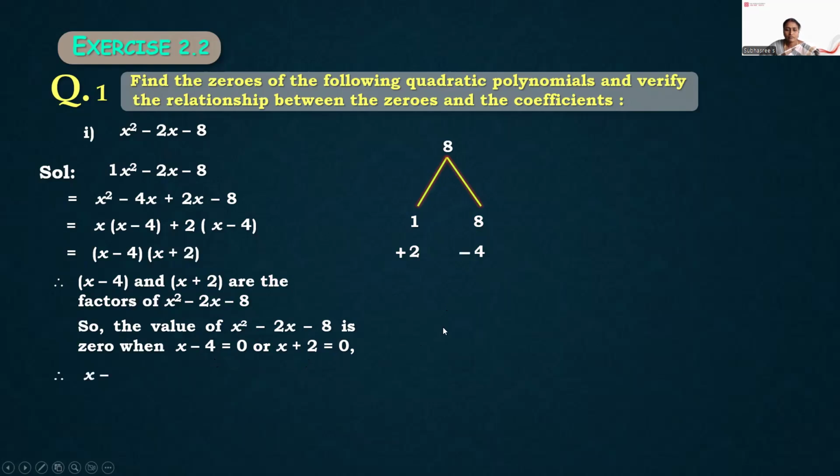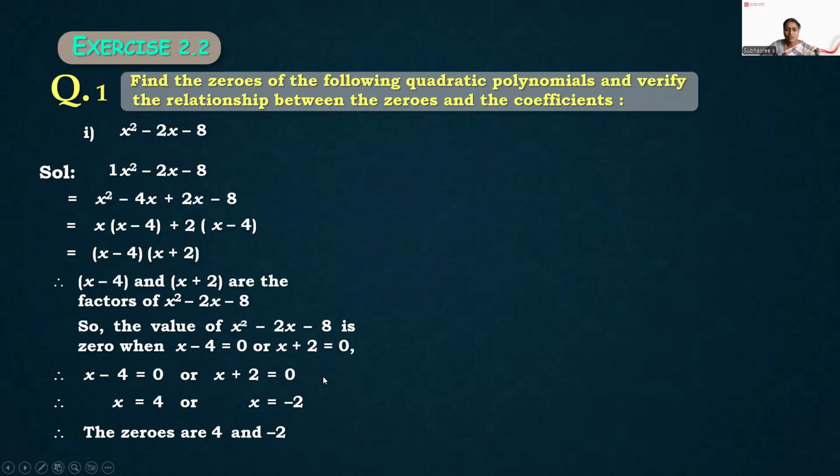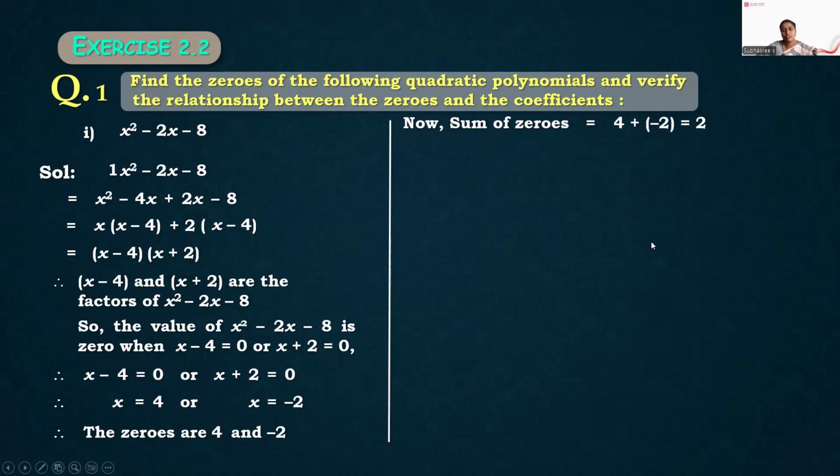Clear, children? Okay. What I have told has been visualized now. I think you people are very clear regarding factorization as well as how to find the zeros. Now the zeros are 4 and minus 2. After factorizing, you equate each factor to 0 and go for the usual methodology of solving. Now the sum of zeros you want to find. Sum of zeros, alpha plus beta, I told you. 4 minus 2 is 2.